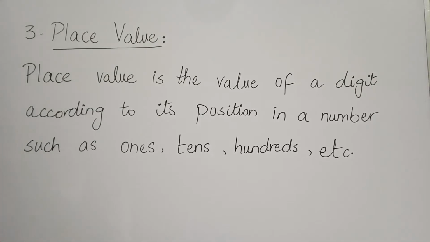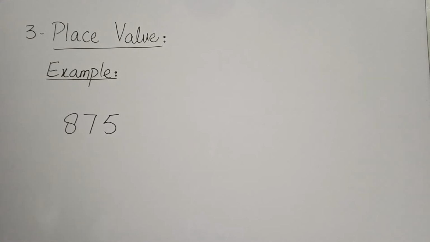Now, let's move on to the very last term of this lesson, which is place value. By definition, place value is the value of a digit according to its position in a number, such as ones, tens, hundreds, etc. To understand the concept of place value, let's assume a number. Suppose we have a number 875. Now we already know how many digits are there?